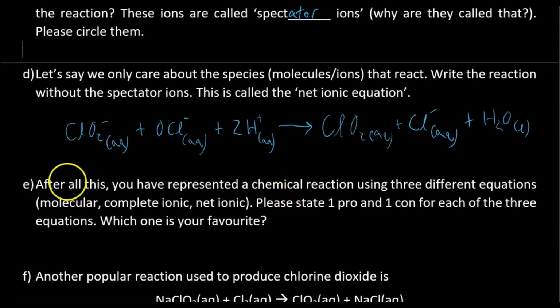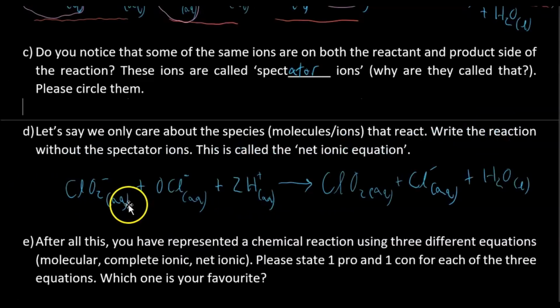All right, so after all this, we've represented a chemical equation using 3 different equations: the molecular equation, the complete ionic, and the net ionic equations. Please state 1 pro and 1 con for each of these 3 equations. Which one is your favorite? So I'm going to scroll up and start at the top and work my way down.